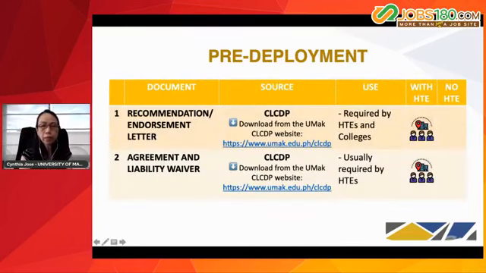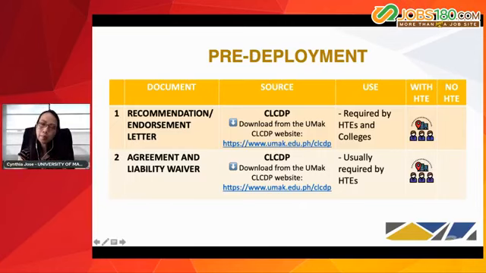Okay, pre-deployment, the recommendation letter. So where will you get the form? CLCDP. How will you get that? Download it from our website. So there you go. I don't think I have time to open the site and show you the form. It's self-explanatory. Just fill out everything. Fill out all the blanks. Please don't leave any blanks there. Follow the instructions. Make sure you sign as needed.